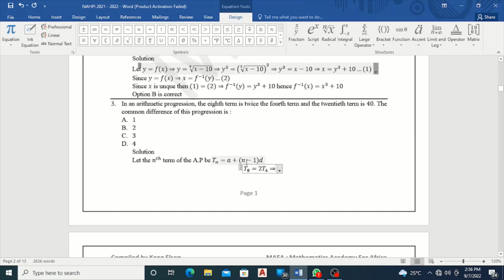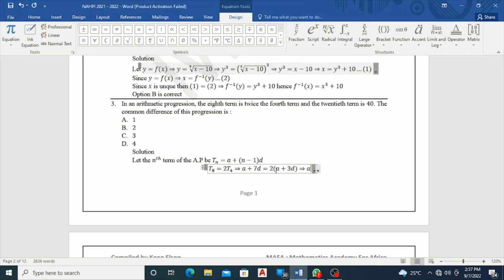I just need to come into my t of n and replace n with 8. So my t of 8 is a plus 8 minus 1, which is 7 times d. So a plus 7d is equal to 2 times my t of 4, which is a plus 3d. Alright, sorry for the mistake.